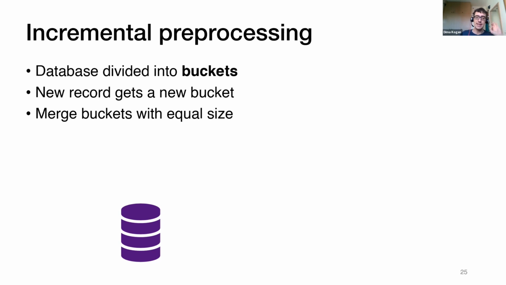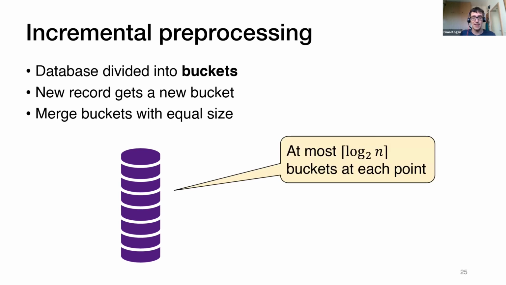The first rule is that every new record gets its own new bucket. And second, whenever you have two buckets of equal size, the servers will merge them into a bucket twice their size. So for instance, you have a database, then there's a new update, and the update gets its own bucket. Then there's a second update, and it also gets its own bucket. Now there are two buckets of the same size, so we merge them into a bucket of size 2. Then a third update comes, it also gets its new bucket, and so on and so forth. Whenever you get two buckets of the same size, you merge them and grow the bucket size.